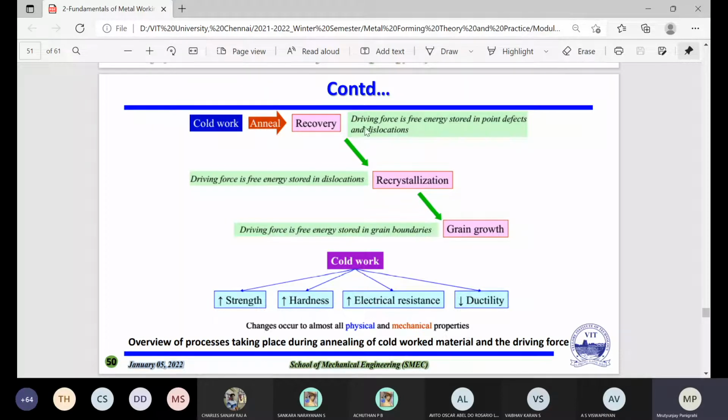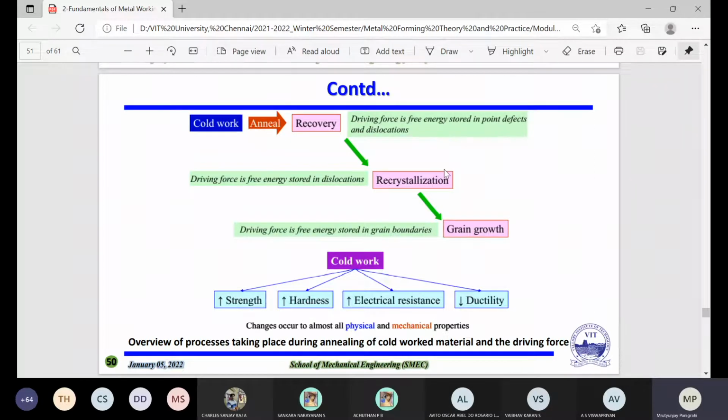So here also, when we have the recovery, what should be the driving force? The driving force is the free energy stored in point defects and dislocations, whatever free energy is inside. So again, you have to correlate with your thermodynamics: the entropy, then enthalpy, then the delta G, the free energy. That is stored inside the defects, because inside you are getting some defects. Then the energy or free energy stored there will be the driving force.